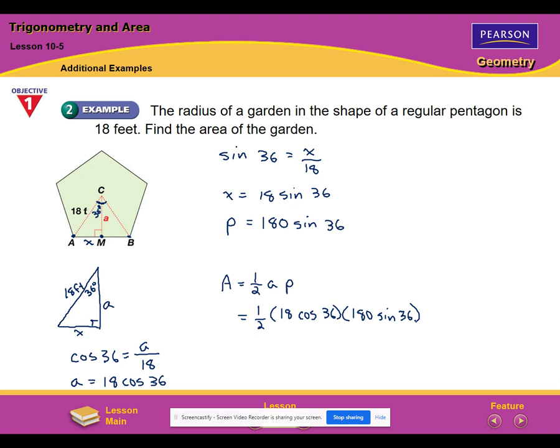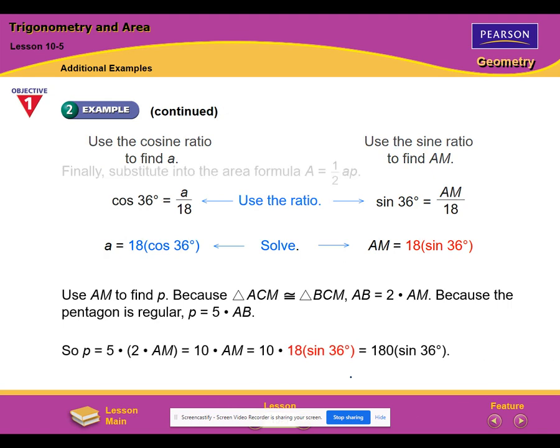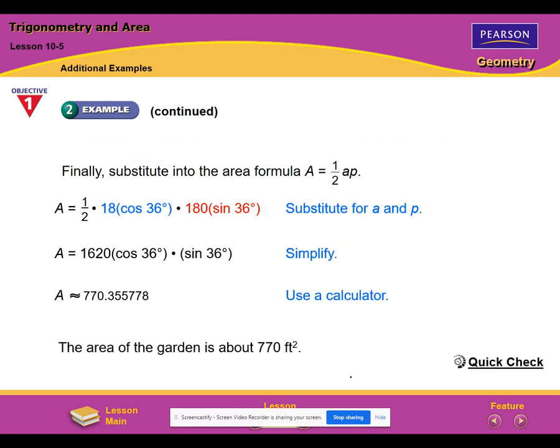And then all at once on my calculator, I'm going to type this in. Again, your calculator should always be in degrees. I type in 1/2 times 18 cosine 36, close parenthesis, times 180 sine 36, and I get 770.4 or so. We'll just go to the nearest tenth here. 770.4 feet squared. That's an area. And that's what they got too.